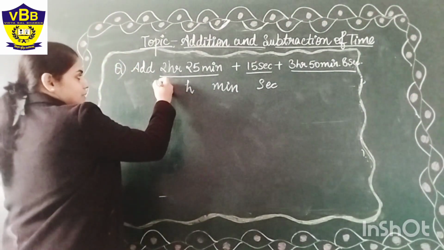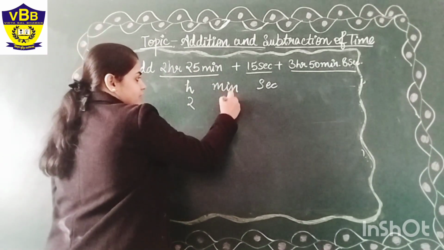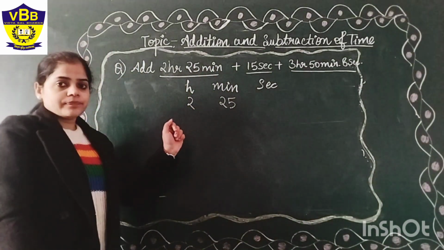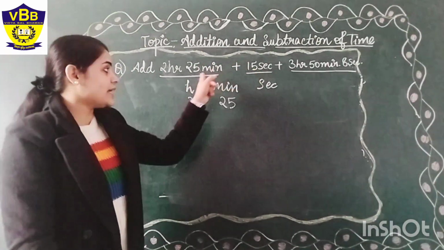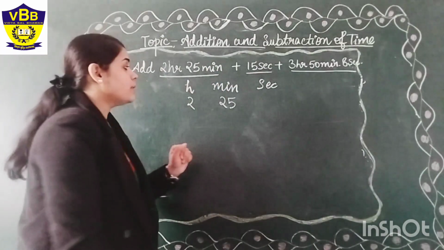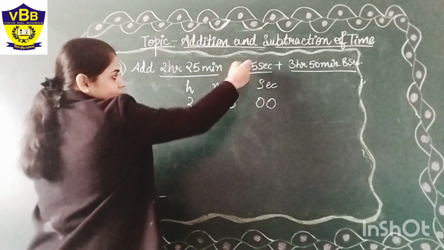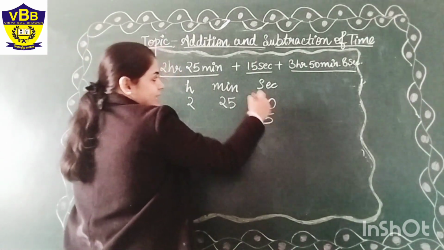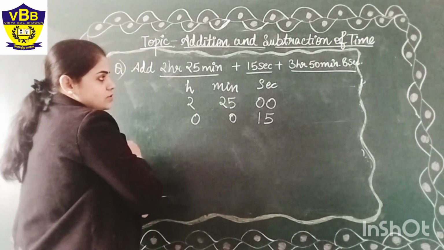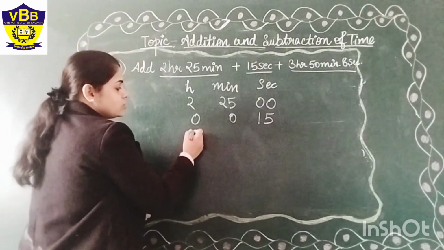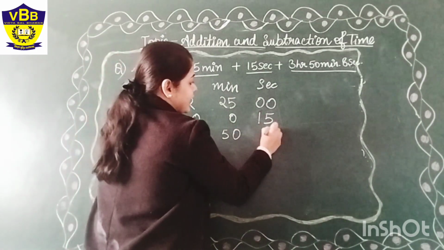Let us start. Hour consists of 2 hours. Here it is 25 minutes. Is there any seconds here? No, seconds is a different quantity. So we will put 0 and 0 here. And here it is only 15 seconds. This is a different number, so there is 0 and also 0. Now, what will we do here? The third one is 3 hours, 50 minutes and 8 seconds.